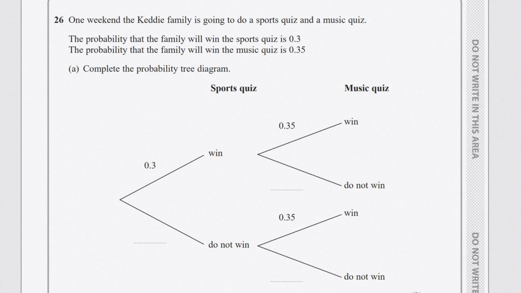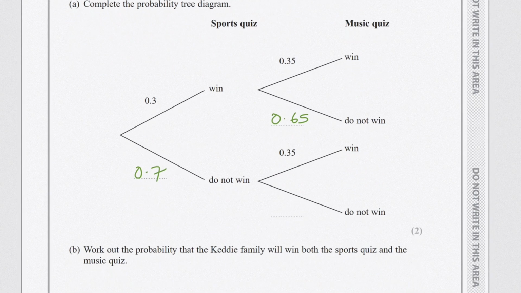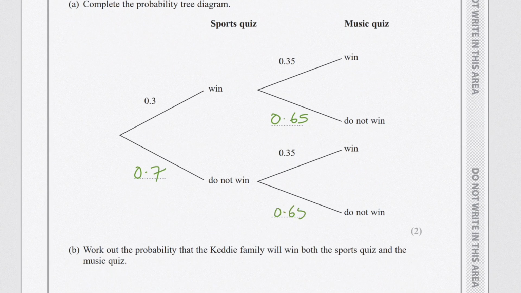Question 26. One weekend, the Keddy family is going to do a sport quiz and a music quiz. The probability that the family will win the sport quiz is 0.3. So the probability that they lose or do not win the sports quiz is 1 minus 0.3, which is 0.7. The probability that the family will win the music quiz is 0.35. So the probability that they do not win is 0.65.